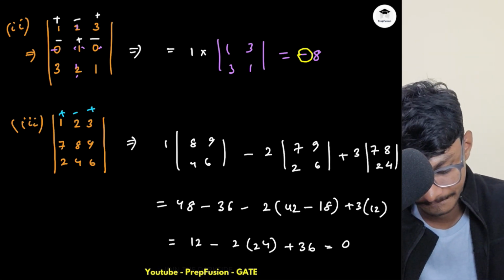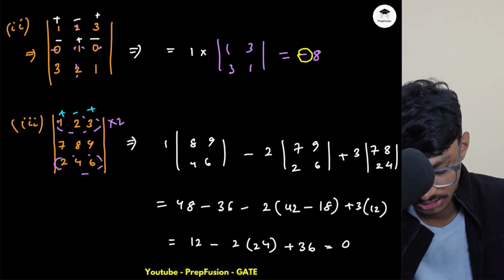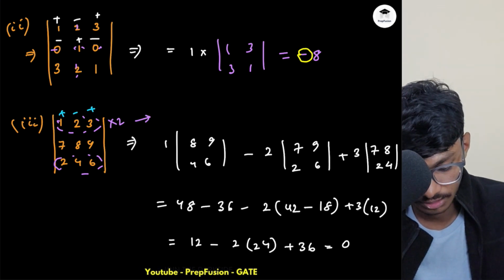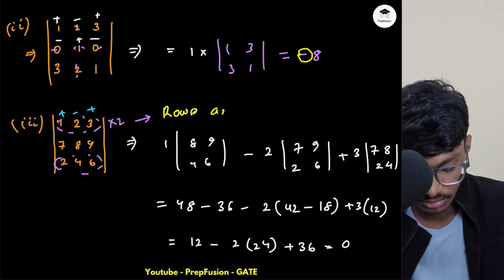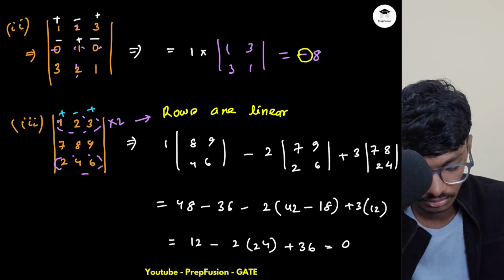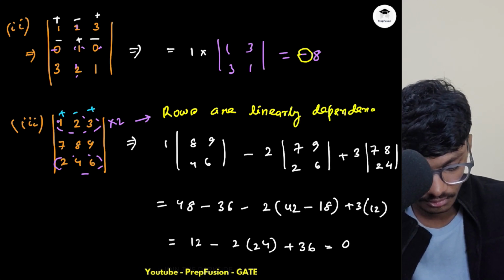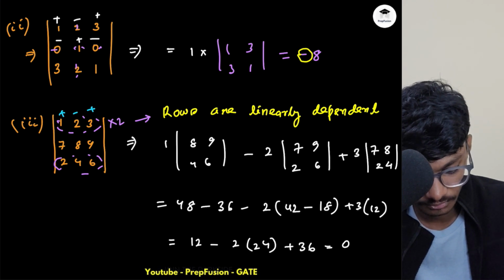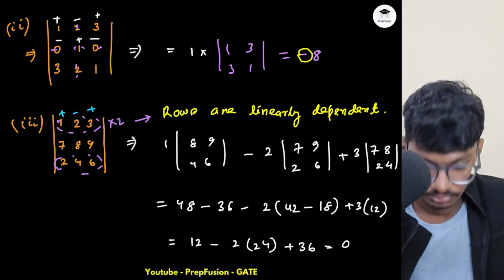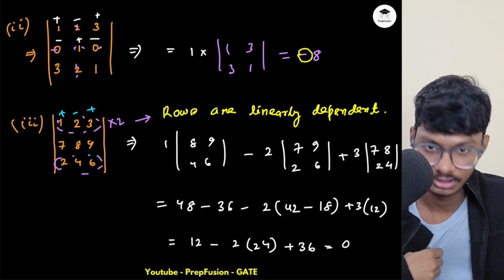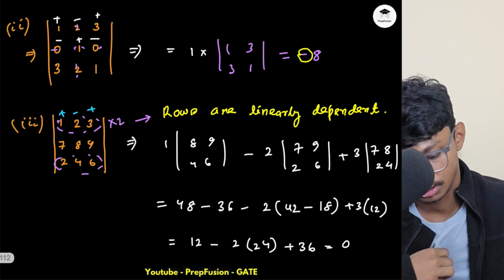So here, multiply this by 2 times, and this is the same as the third row. So here what statement can I write? I can write, rows are linearly dependent. So if rows are linearly dependent, that means that the determinant will be 0. If rows or columns are linearly dependent, then the determinant of that matrix will be 0. Okay, so yeah, that is one thing.